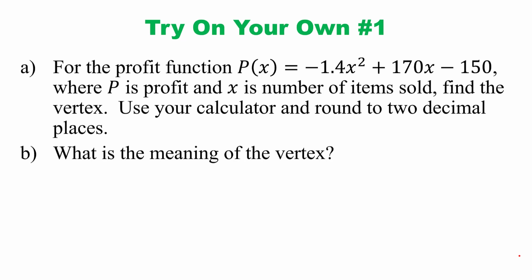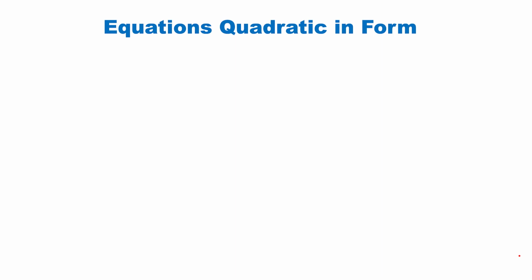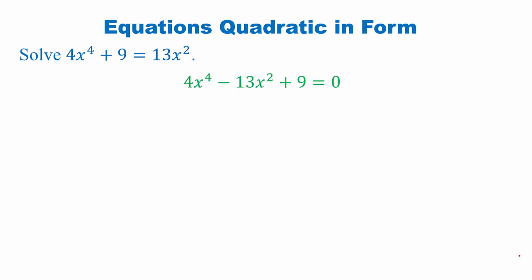Okay, let's go on to equations quadratic in form. So you may have seen these before, but because you'll run across them more frequently now, we want to review and make sure you're good with these. We're going to start by solving 4x to the 4th plus 9 equals 13x squared. And I'll begin by getting a 0 on one side. I subtract 13x squared from both sides to give me 4x to the 4th minus 13x squared plus 9 equals 0.